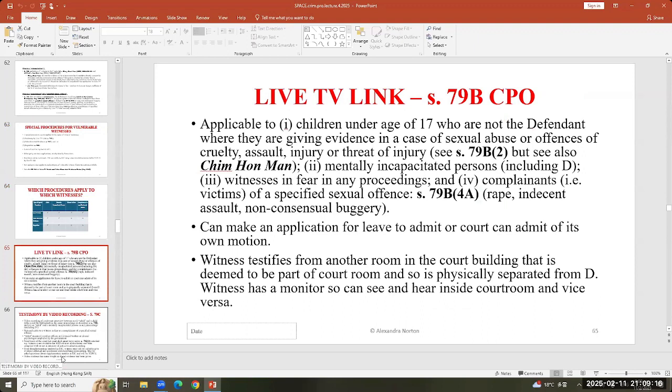79B, the live TV link, this is where they do their evidence in chief and their cross-examination from a separate room in the court building. So they're physically separated, but everybody can see and hear, and the rest of the trial is exactly the same. They get asked all the same questions in examination in chief and cross-examination.